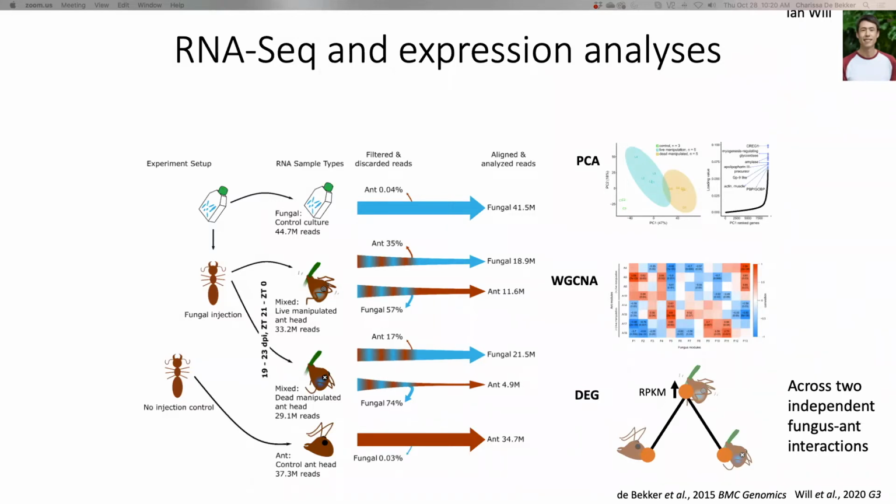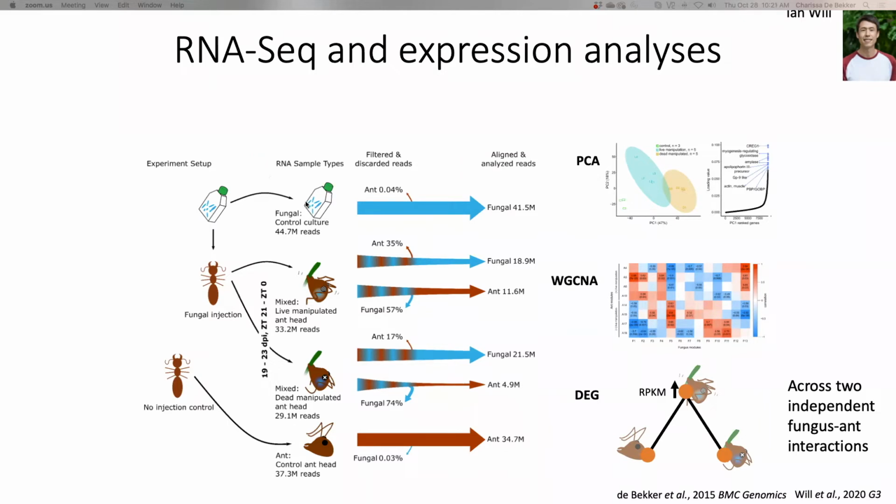Now, what we're doing in these assays is that we sample the ants based on their behavior. So we sample live manipulated ants to know what the gene expression is at that specific time point. Then we also sample ants that were manipulated but had died right after, so we get them right at that point. Then we have live ants that are healthy, that are sampled at exactly the same time of day as a control for what's happening to the ant genes.